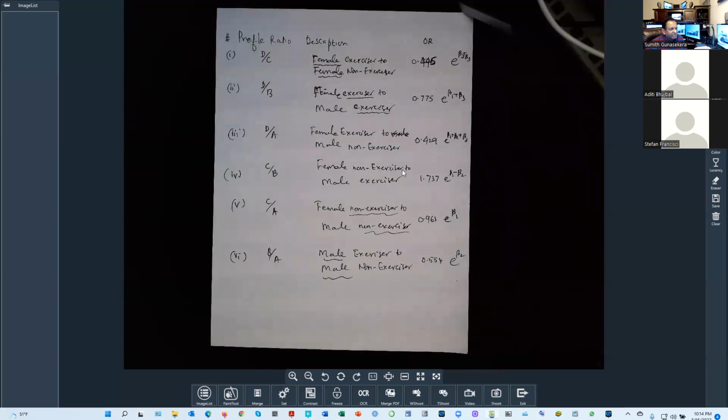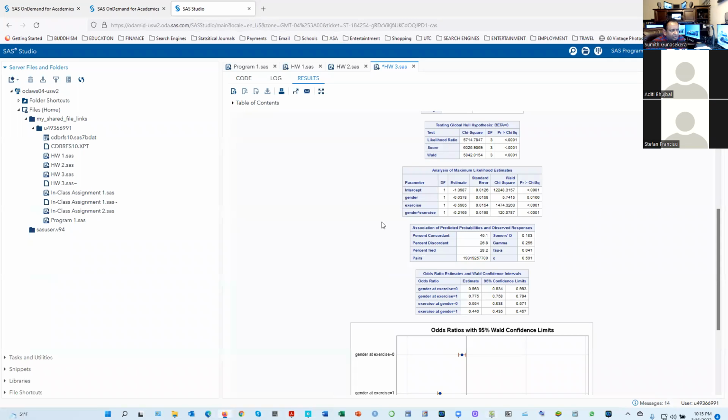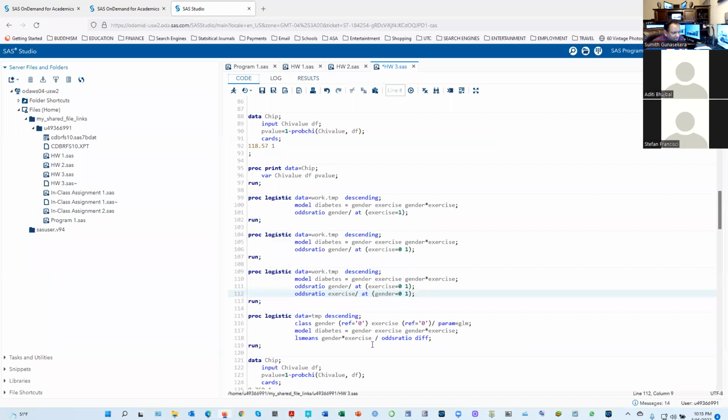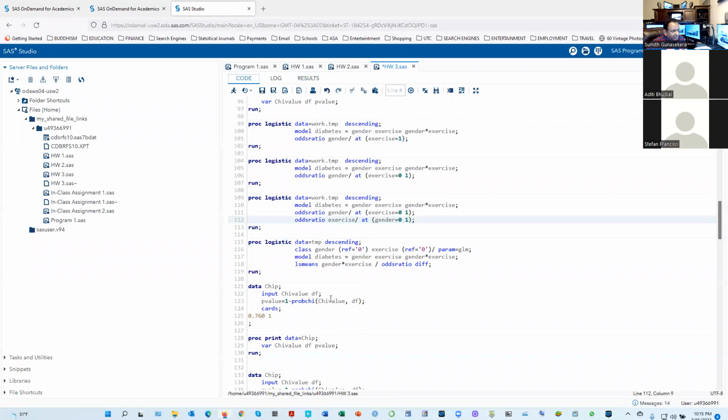How about this one? Female non-exerciser to male exerciser. See? This one, non-exerciser to male exerciser. You have calculated 1.737. So it's going to be here. You're going to have that one whether they were doing the exercise within the same group. You put that one, but the different group. If you flip this one the other way around, okay.